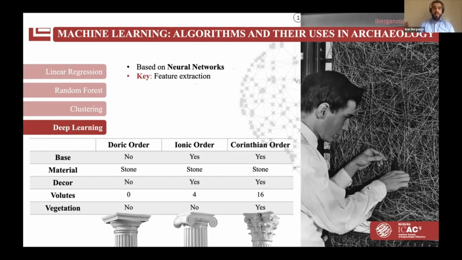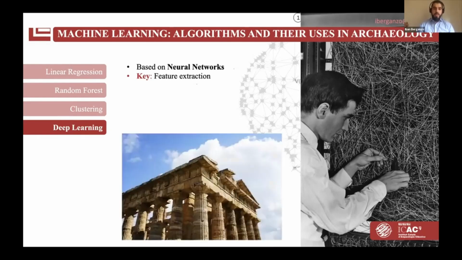But now in deep learning, we only use images like this picture as input data. And we don't say which are the features, because the algorithm will look for them by itself. And maybe you think these features were better, but the algorithm will decide that others are better.